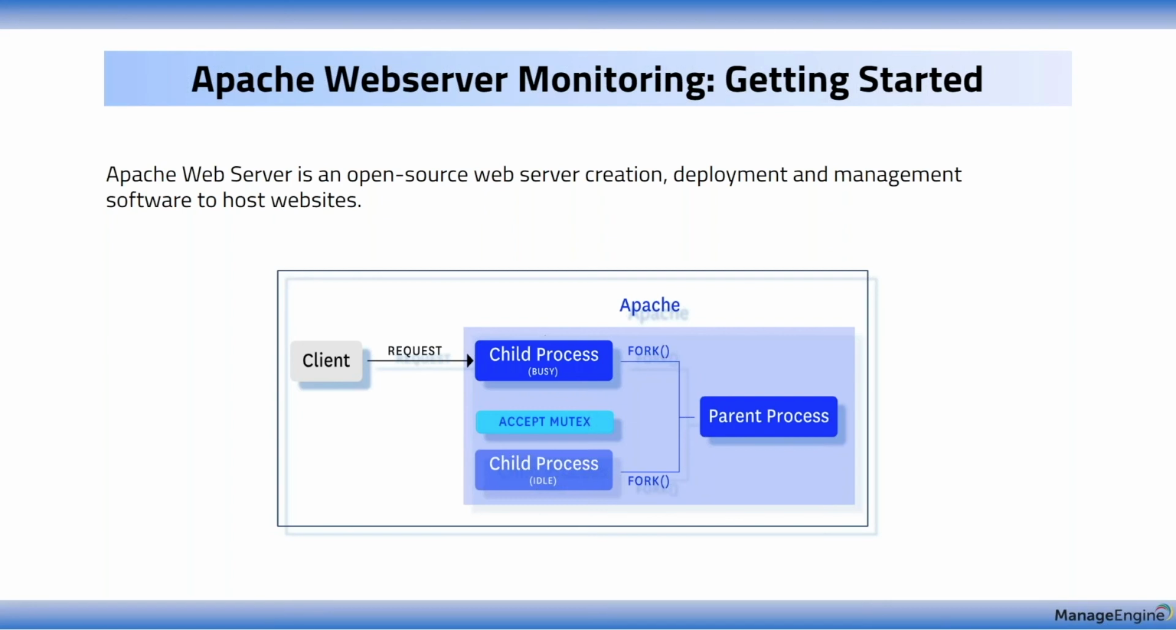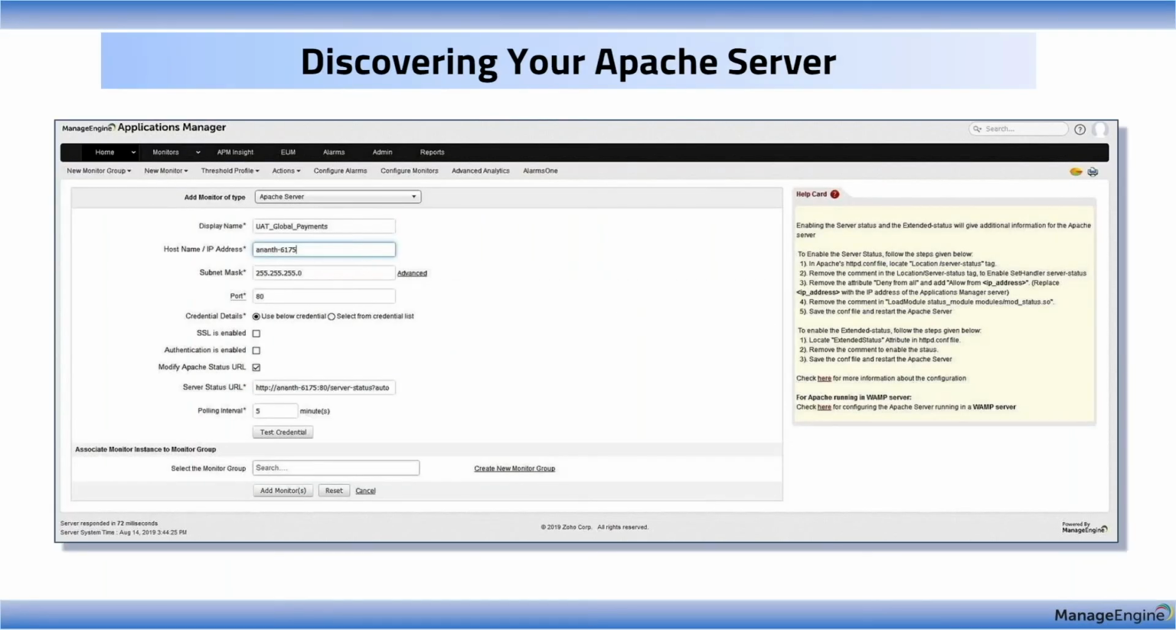When the user is requesting data, the web server loads the specific page from the index and delivers it back. So as a first step towards monitoring, we discover your Apache server. In Applications Manager, by providing the IP address of the host machine, the port number, and the server status URL, we discover your Apache server and start monitoring its key performance indicators, KPIs.